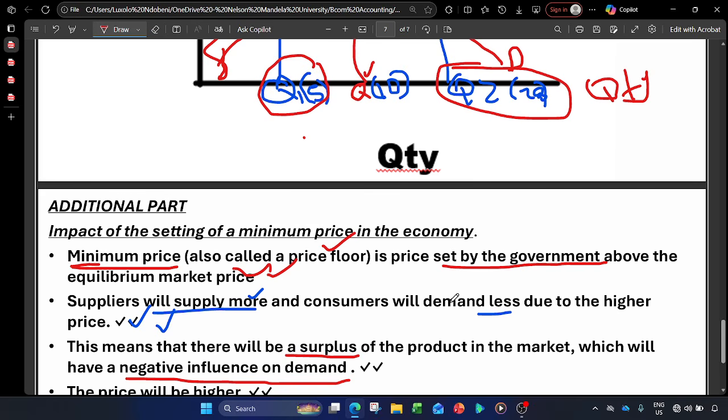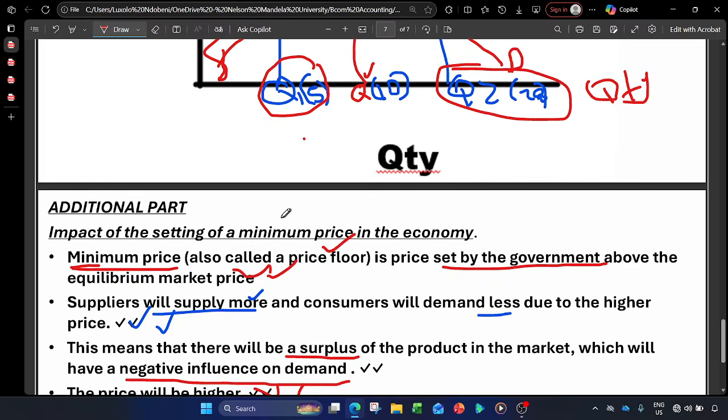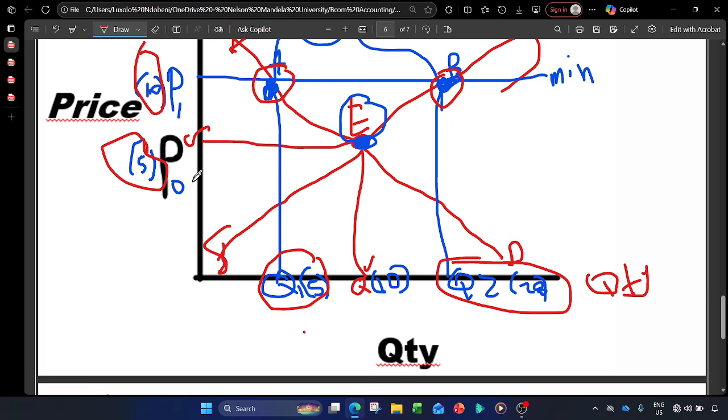That is why the suppliers supply more goods when the prices are high, right? So moving to another thing, prices will be high. Yes, as we already saw in our draft, the prices will move from P0, increase to P1, right?